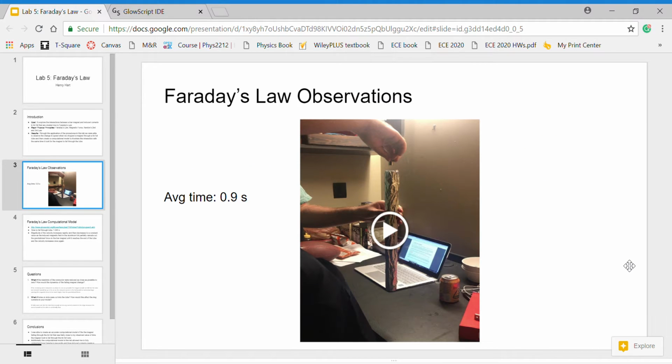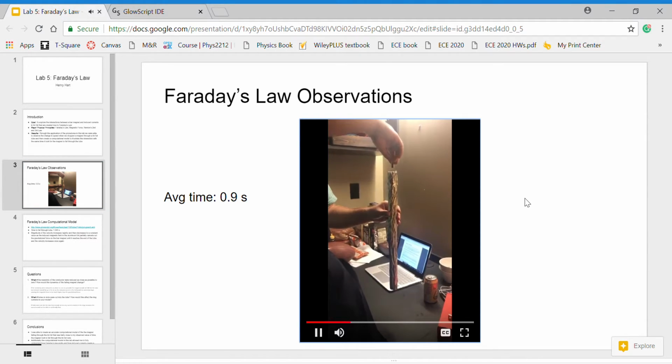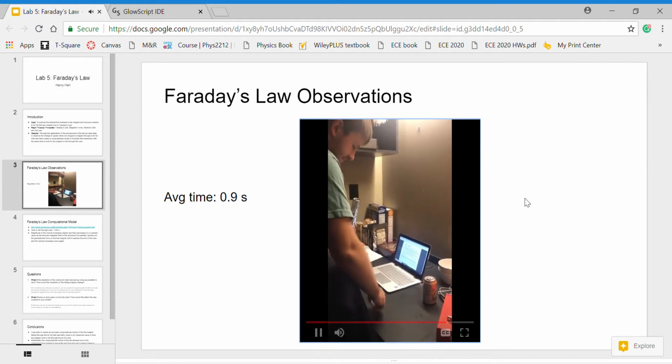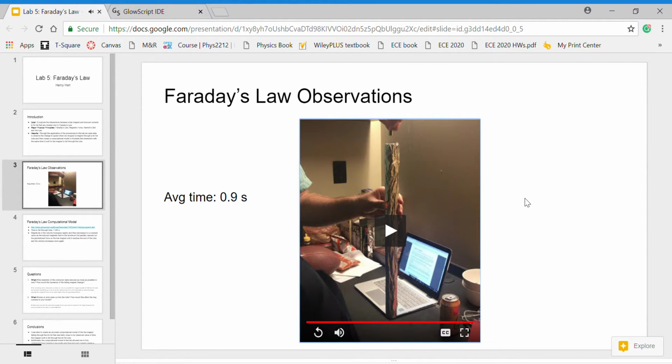So this is my setup. I repeated 5 times where I dropped a bar magnet through a tube of tinfoil roughly 1 centimeter thick. As we're able to see in this video, the magnet appears to fall slower through the tube than it would without it. Over the course of the 5 observations, the magnet appeared to fall through a little less than a second, or about 0.9 seconds. We'll use this value to compare it to our computational model.